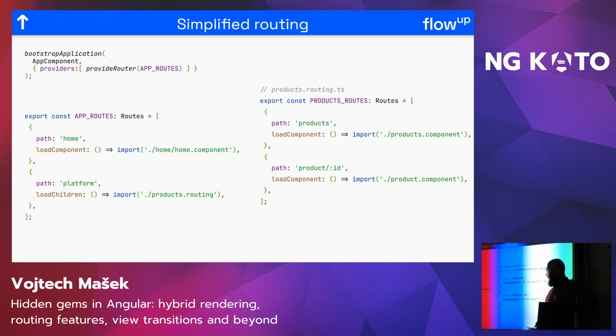So the whole configuration basically becomes this. Suddenly you don't have the whole complicated stuff. You have very nice, very neat, small route configurations.